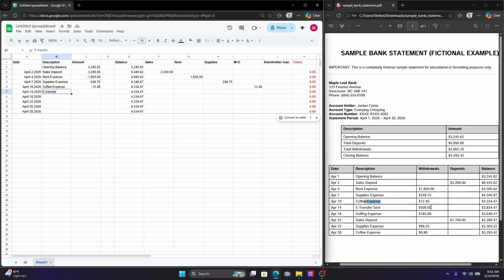You have the e-transfer at $500. So we took money out of our bank account and we e-transferred it to ourselves. So that's a personal thing. We took money out, we transferred it to ourselves. That will be a shareholder loan.